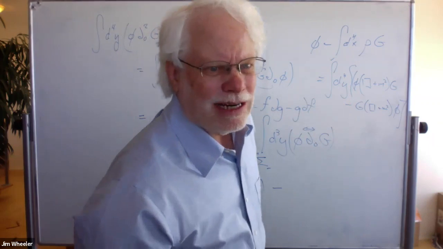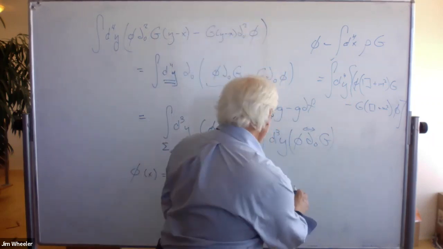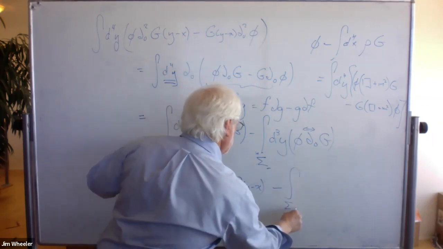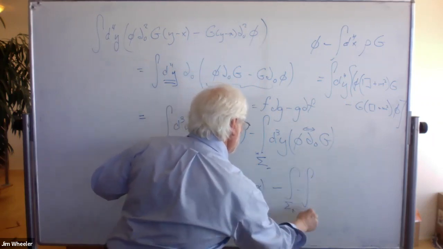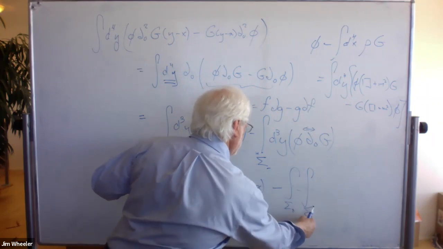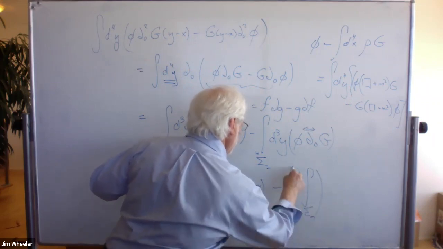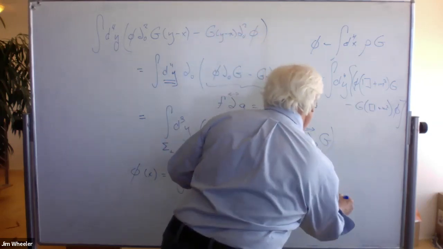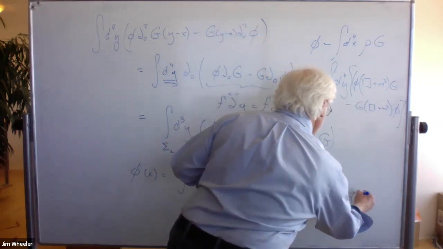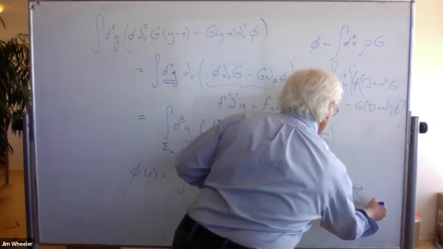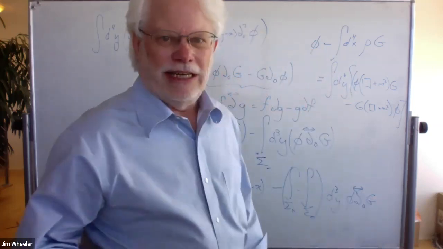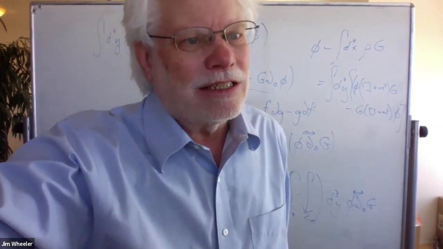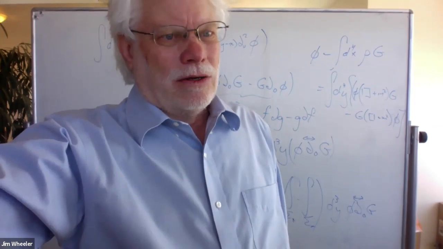So we're subtracting basically the difference between these two integrals. So sigma plus minus sigma minus acting on d3y phi d0 double arrow g. And let me check. Yeah, that's what I've got here. Okay.